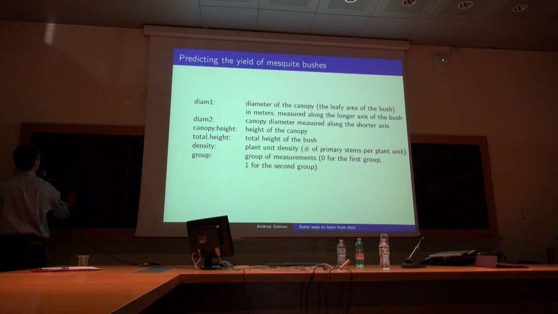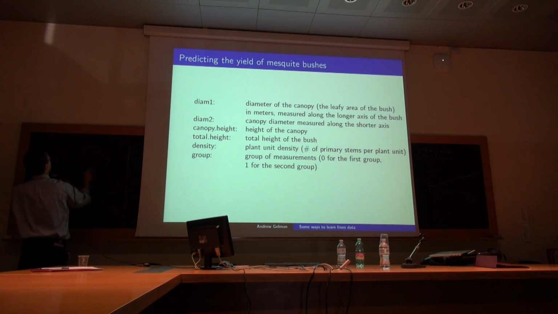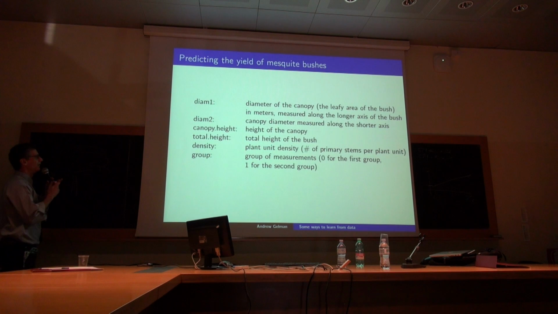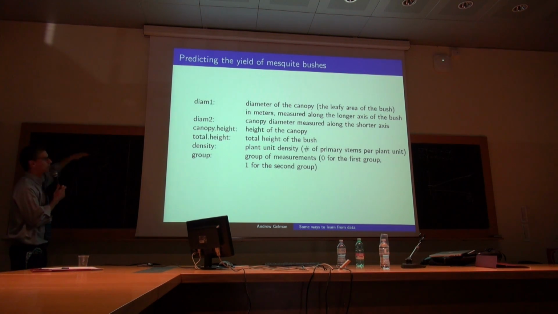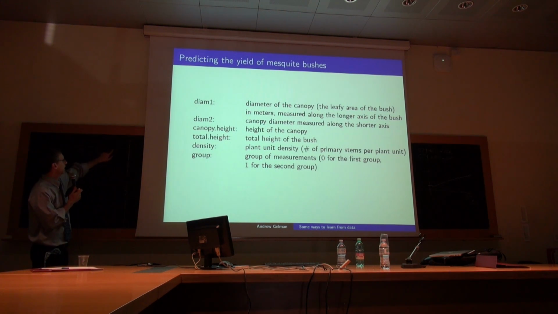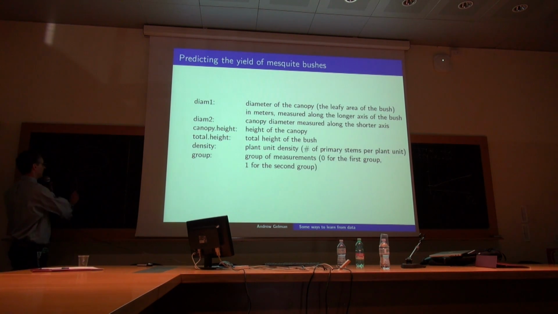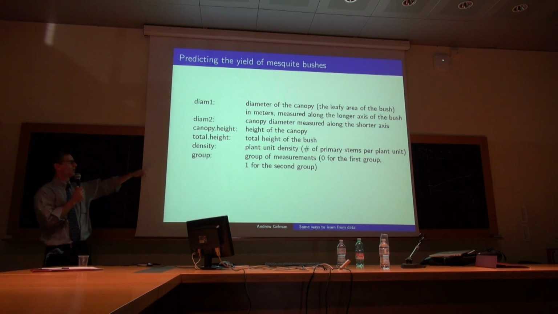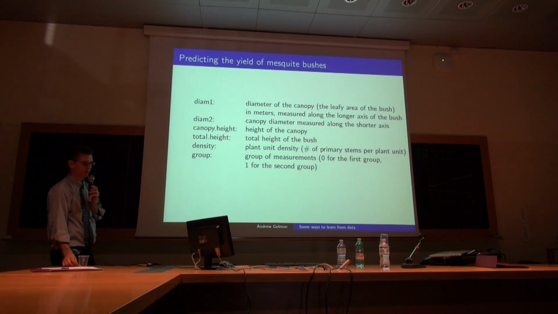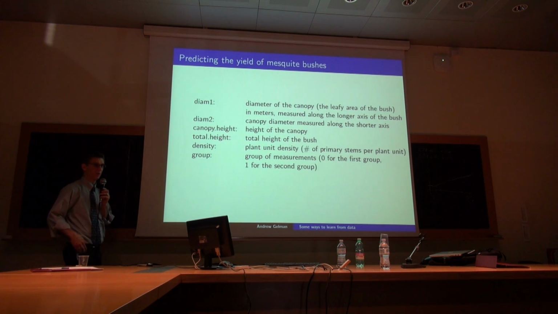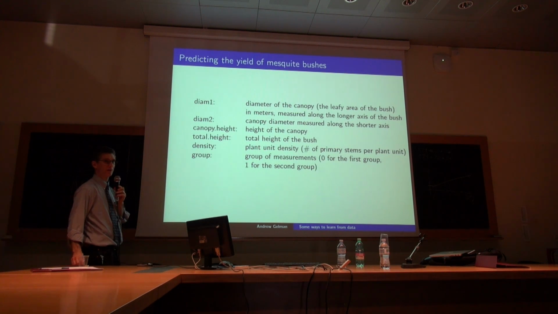So you have this bush which sort of looks like this, and they have the diameter, how far the bush extends along the long axis and the short axis, and then how high the canopy of leaves is, and then the total height of the bush, and then the number of stems, which is typically 1, but sometimes it's more. And then there were 2 different groups of bushes being measured, and the goal was to predict the weight of the leaves from all these things.